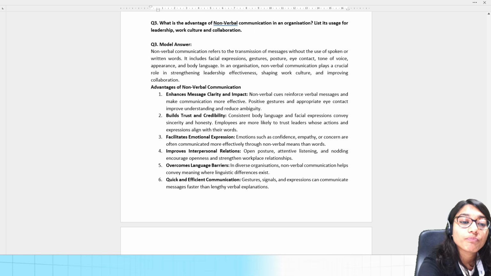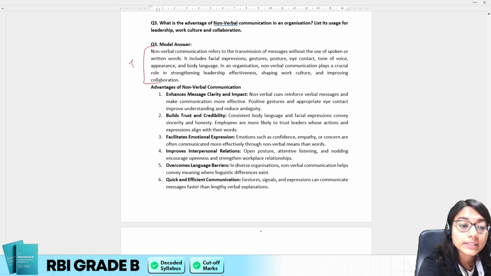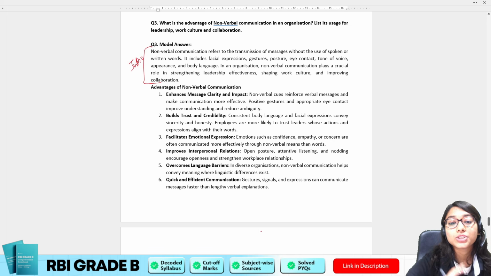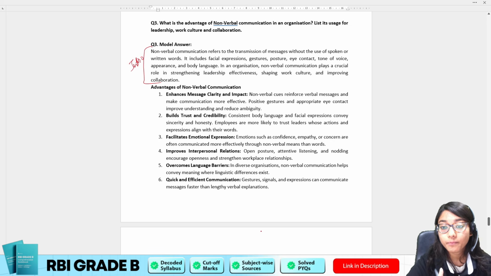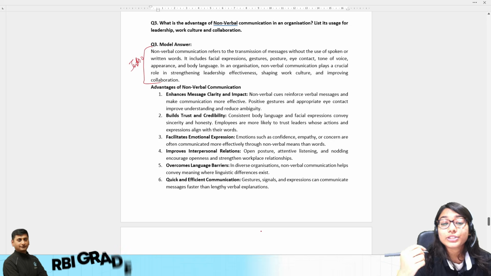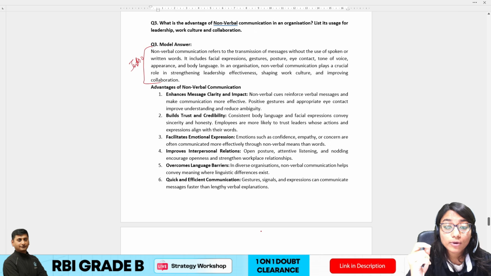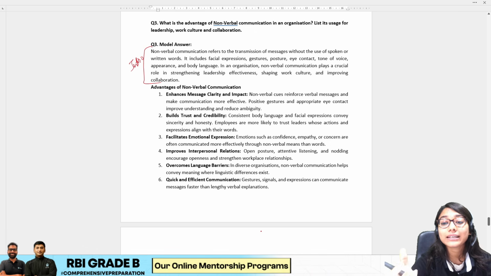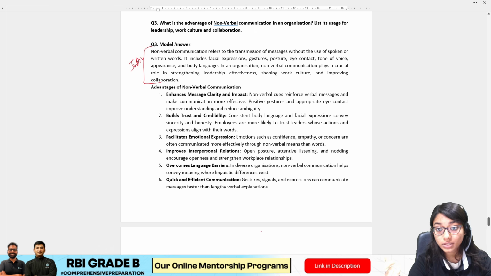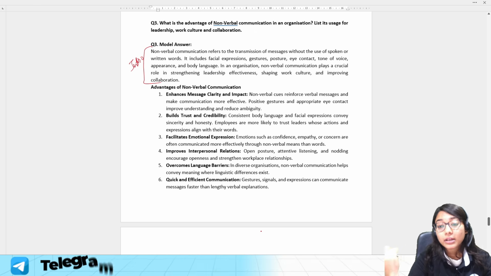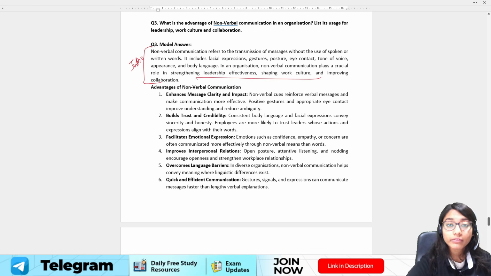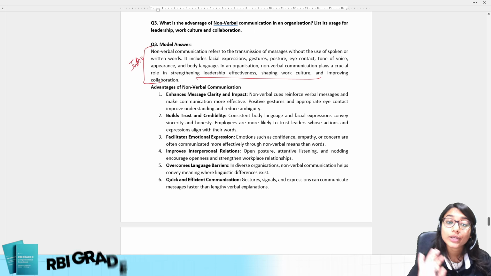So firstly, we write the intro, obviously. In the intro, I have to mention what is non-verbal communication firstly. Then I have to mention certain examples if possible, and how can these types of non-verbal communication be an advantage, be effective in the organization. And then, its usage in terms of the following scenarios as given in the question.